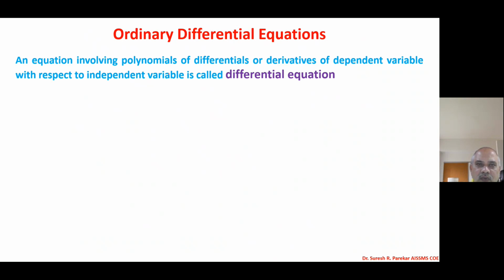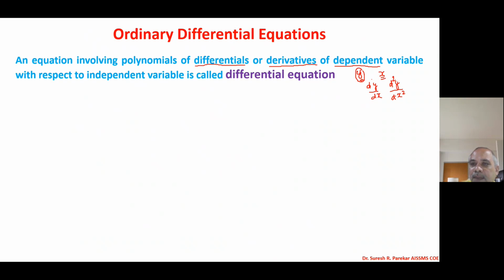An equation involving polynomials, meaning terms of differentials or derivatives. So we have terms which are derivatives of the dependent variable with respect to the independent variable, and that is called a differential equation. Suppose y is the dependent variable and x is the independent variable, then we have terms like dy by dx, or a term like d2y by dx square. So derivatives of the dependent term with respect to the independent term.